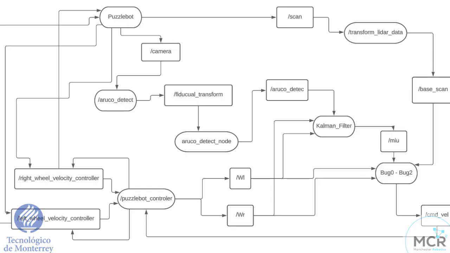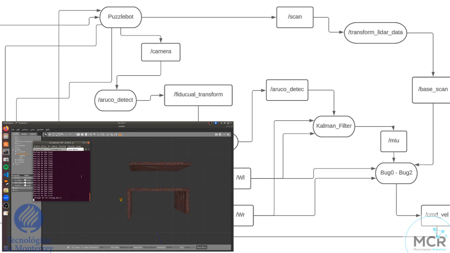We implemented the Bug 0 and Bug 2 algorithms on the PuzzleBot to navigate from one point to another within the map. Due to the robot's position, we use the node transfer LiDAR data to flip the LiDAR measurements. The transfer LiDAR is responsible for publishing the scan topic so that Bug 0 and Bug 2 can subscribe to it and evade obstacles.